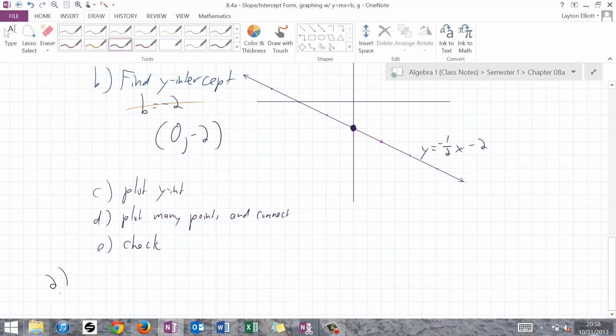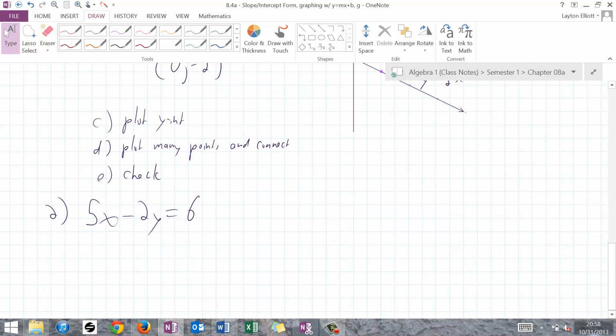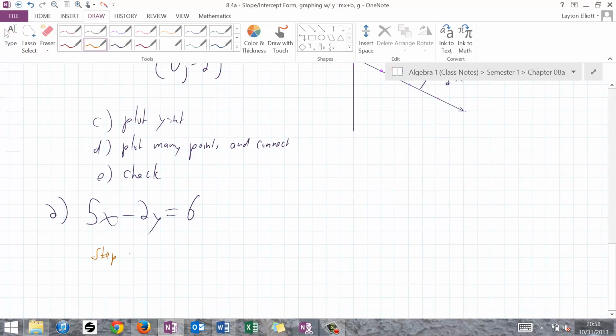Number 2. 5x minus 2y is equal to 6. Okay. Do not look at this and tell me that the slope is 5. This is not yet in slope-intercept form. So I had a step A to find the slope. Well, I'm going to go to step 0, which means convert to slope-intercept form.